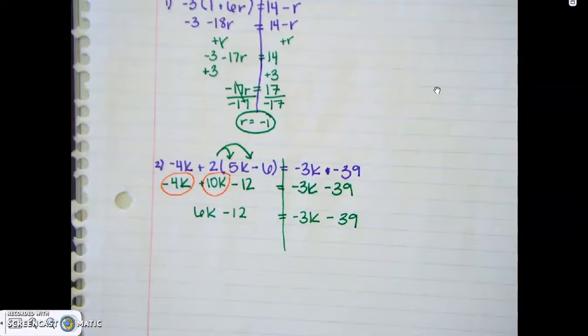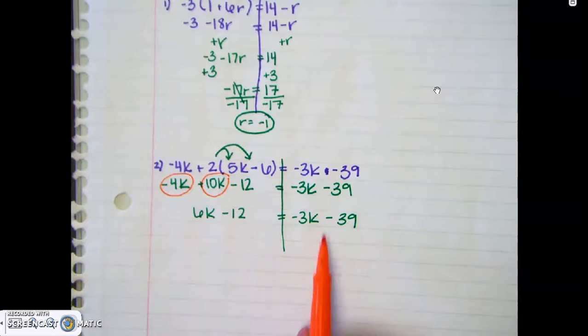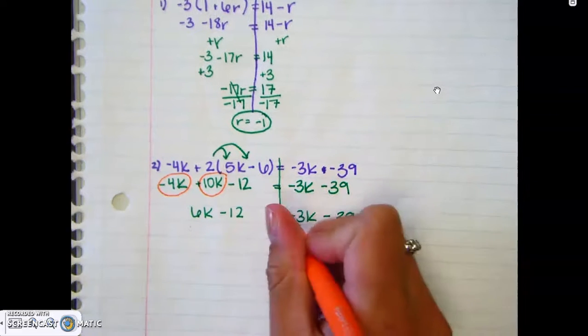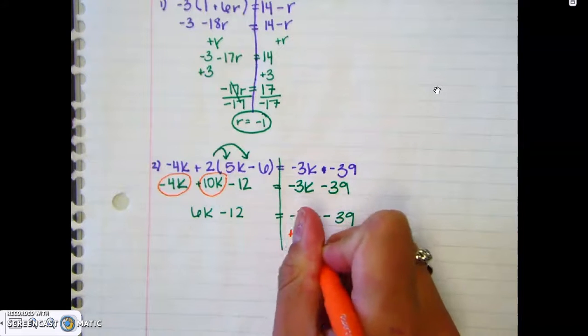So the next thing I like to do is get all the variables on one side, and I always try to keep things positive. You could subtract 6 on both sides here, but it's just going to give you more negatives, so I like to try to get everything positive. So I'm actually going to add 3k to both sides.